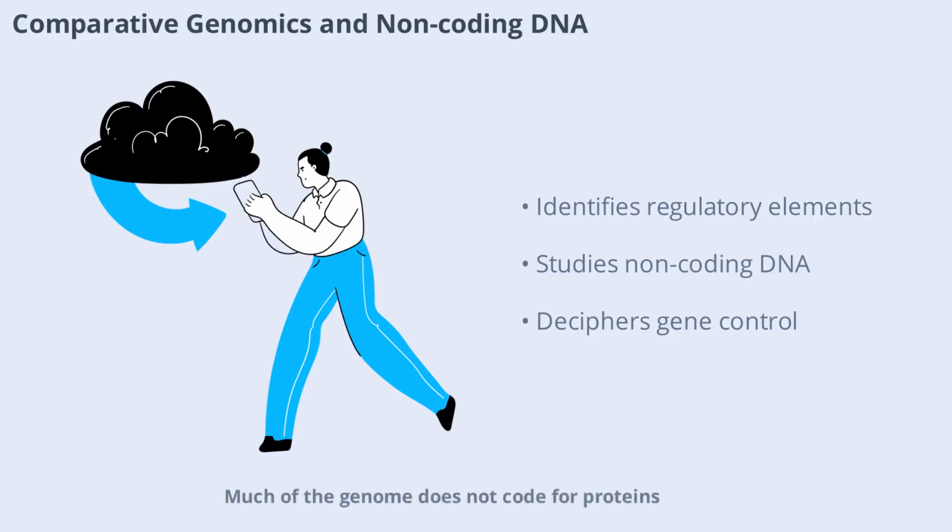Much of the genome does not code for proteins, but non-coding DNA plays important regulatory roles. Comparative genomics identifies conserved non-coding elements such as enhancers and silencers that control gene expression. Understanding these regions is vital for decoding the complexity of genetic regulation.